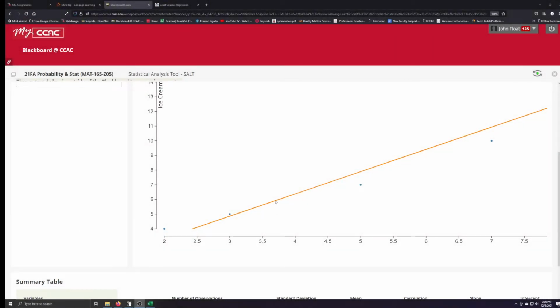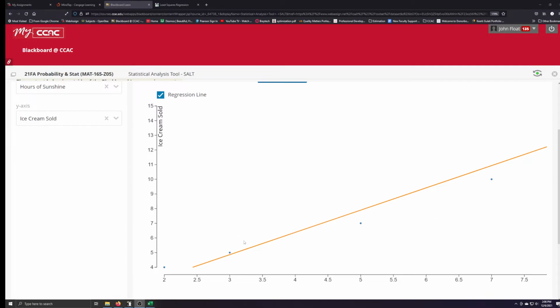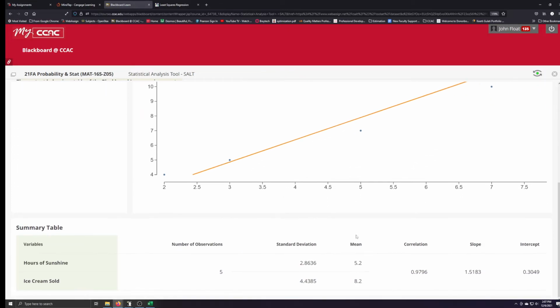All right, so using SALT, here's all my data values, here's my regression line. Notice that at 5, although we sold 7 ice cream sandwiches, that regression line is an estimation of what you would need. And if I just scroll down here, here's our summary.